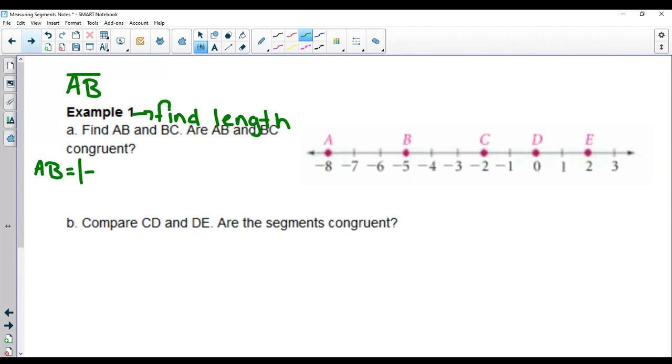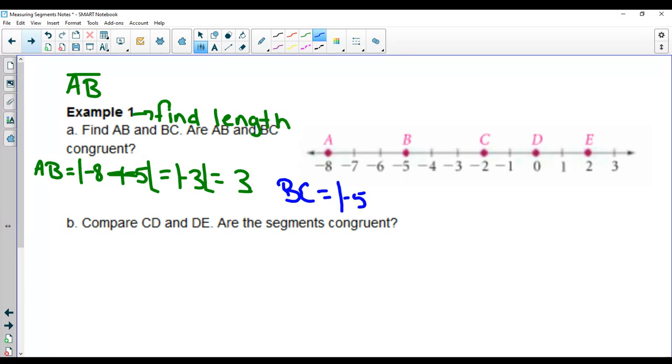Absolute value. A is at -8. B is at -5. So remember, we subtract a -5. Minus minus makes plus. So that's going to be -3, which is 3. Now let's do B to C. B is at -5 minus -2. Okay, so AB is 3 and BC is 3.